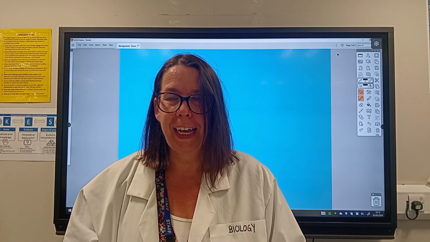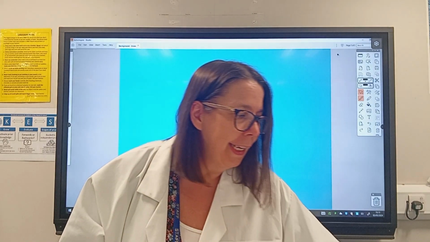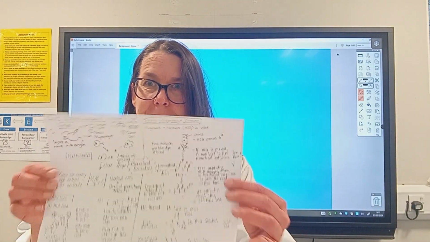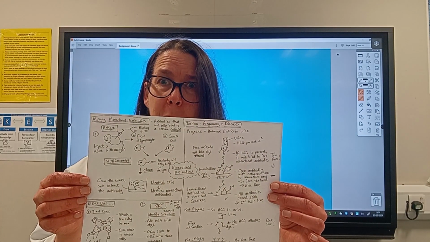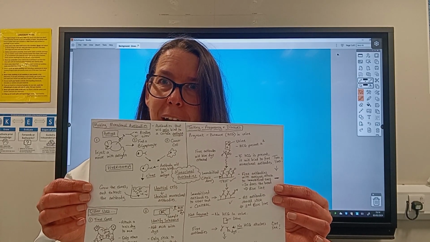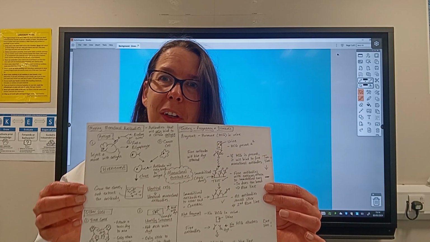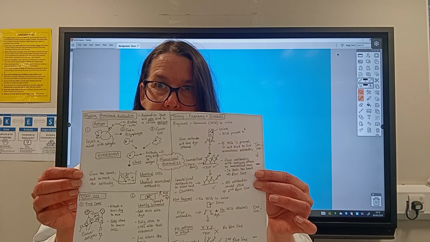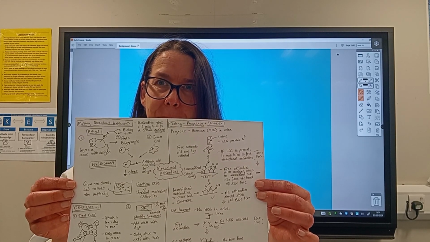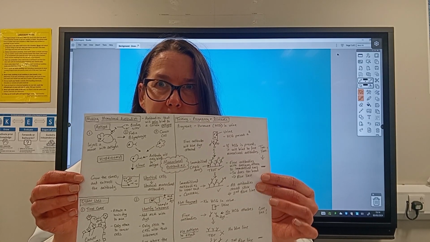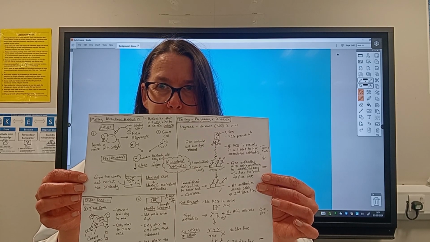So, as usual, I'm going to break it down as much as I can. I'm going to go slowly. You get to draw along. We're going to make something that looks like this, where we're going to look at how monoclonal antibodies are made. We're going to look at how they're used in tests such as pregnancy tests and COVID tests. And then we're going to look at other uses of monoclonal antibodies.